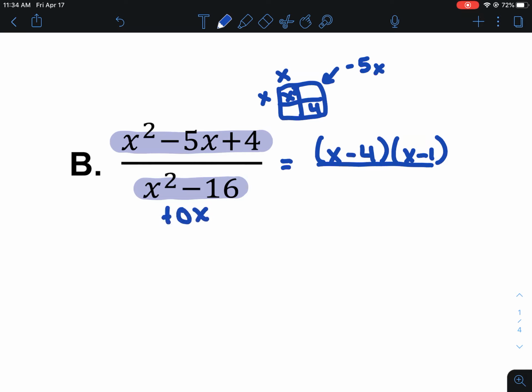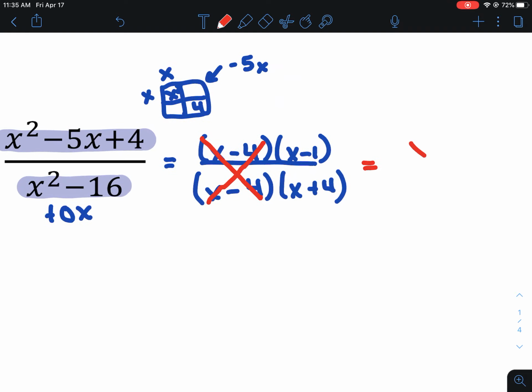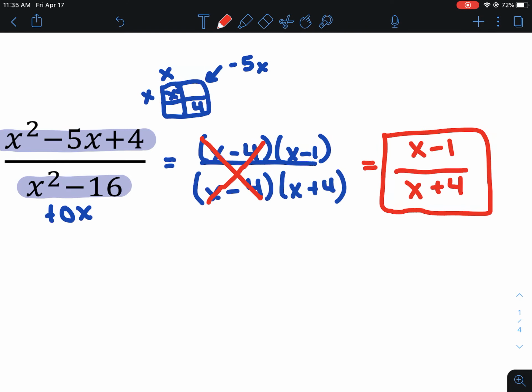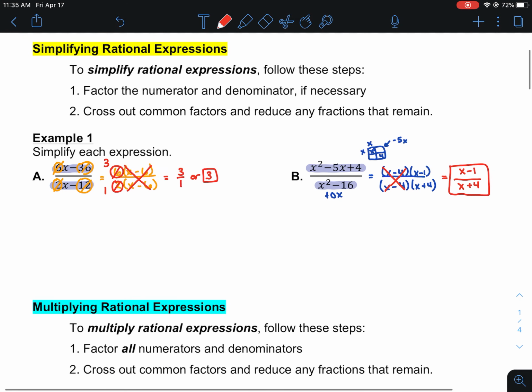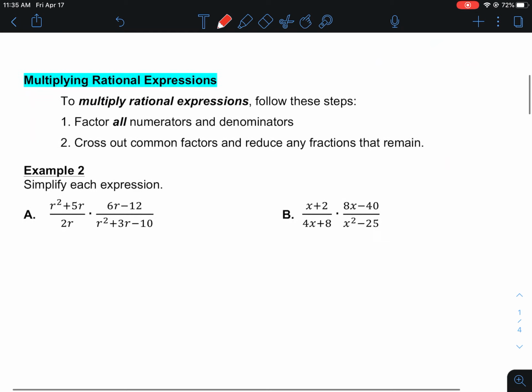It's like having a 0x here. What multiplies to give me negative 16, that adds to give me 0? Negative 4 and positive 4. Then I'm going to look at what cancels, the x minus 4s. And I'm left with x minus 1 on top, x plus 4 on the bottom. Okay. So simplifying, again, you're going to factor top and bottom, cancel out what you can, and reduce if possible.